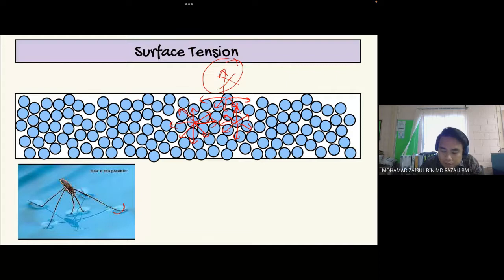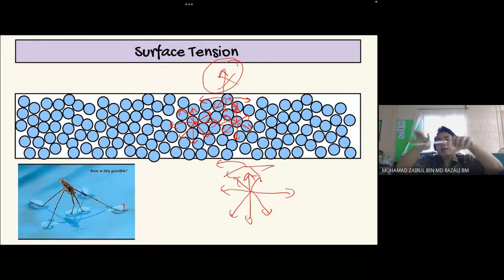So kalau kita simplify kan, yang dalam dia akan tarik kanan kiri, dia akan tarik bawah, in all direction. Yang dekat surface itu dia akan tarik kanan kiri dan bawah je. So dia menyebabkan the surface of the liquid itu is quite elastic. Sebab apa? Sebab yang dekat atas dia tarik kanan kiri dengan bawah. So dia macam stretch the surface the liquid tu.